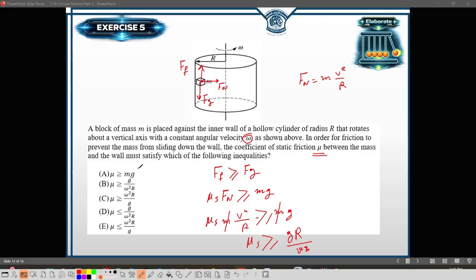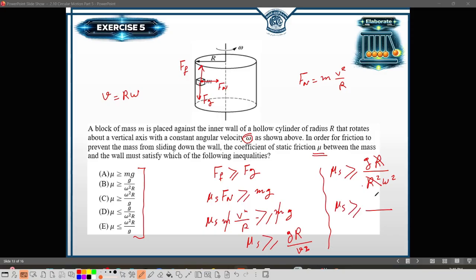However, none of these answers are written in terms of v. As you can see here, most of the answers contain omega. So we know that v can be expressed easily in terms of omega. Substitute here, and mu s is greater than or equal to g r over v squared, so r squared omega squared. Now r with r cancels out, but we still have one r surviving after this process. So g over r omega squared is the correct answer, and it can be found in D. So D is the correct one.